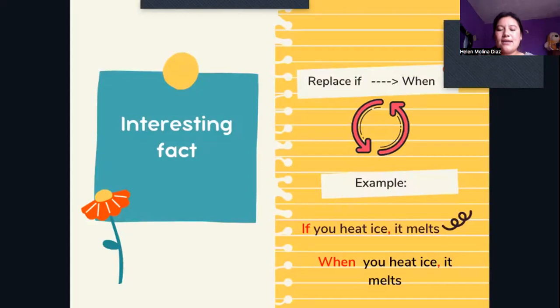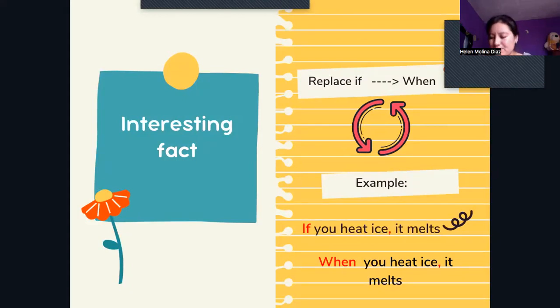In Spanish: si calientas el hielo, este se derrite. And replace if with when: when you heat ice, it melts. The use is the same and the meaning is the same. In Spanish it would be: cuando calientas el hielo, este se derrite. The meaning is the same.